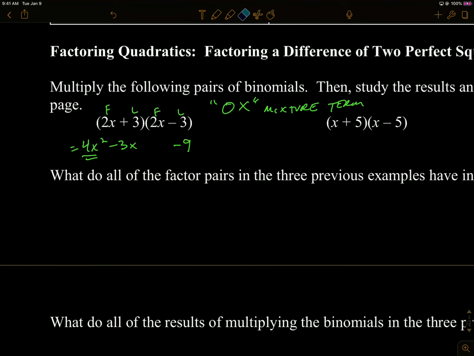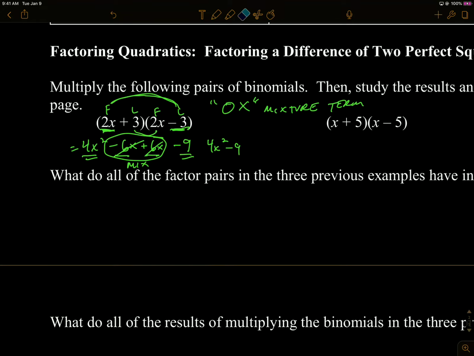Now we do the mixture. We do the first times the last. That gives us our negative 3x. And then we mix that with our last times our first, which gives us the positive 6x. Sorry, our first times our last here is not negative 3x. It's negative 6x because I had positive 2x times negative 3. So I get a negative 6x and a plus 6x. So there's the mix part. I have to now mix those together, and notice that they equal 0. So now I just get 4x squared minus 9.